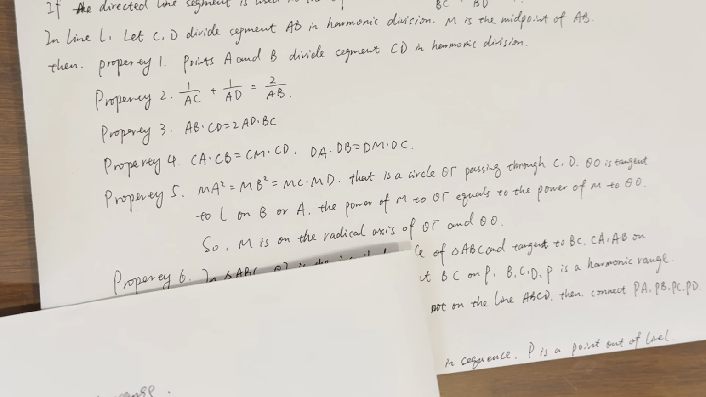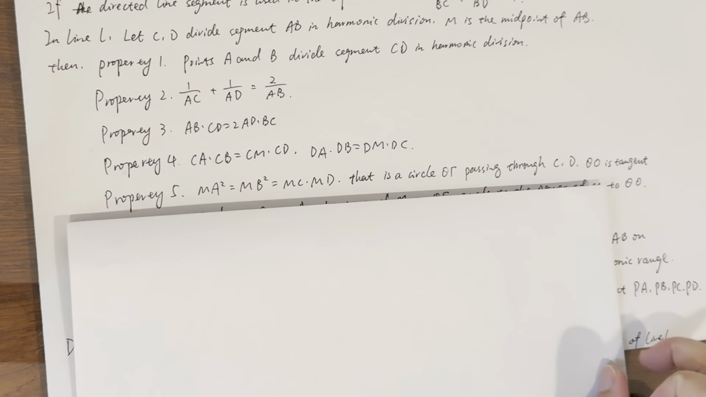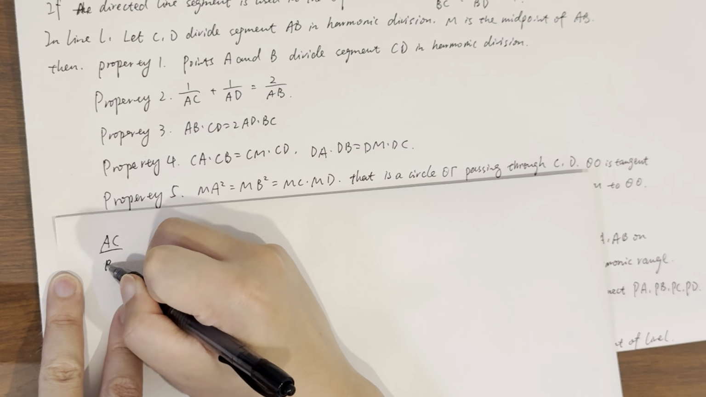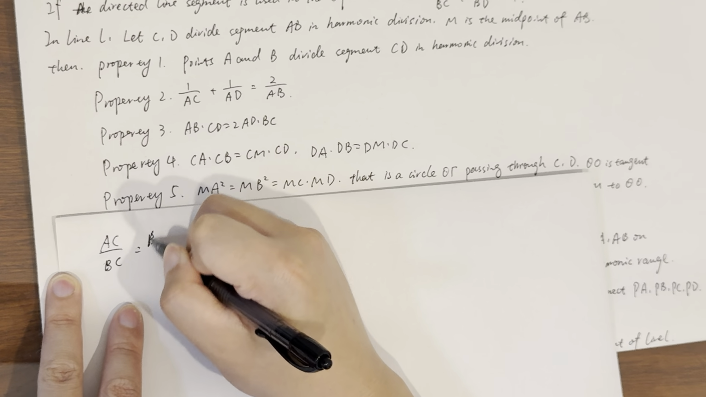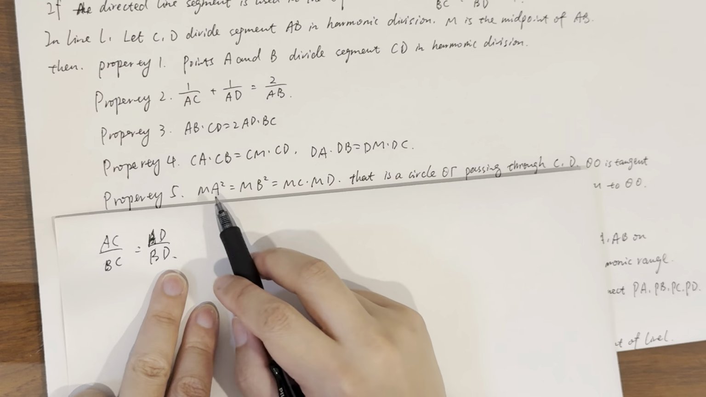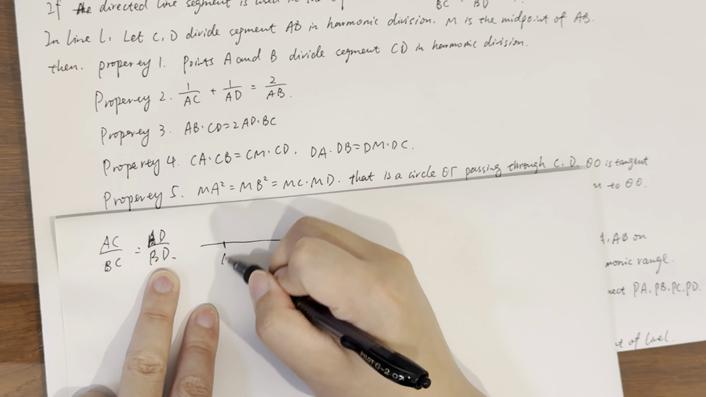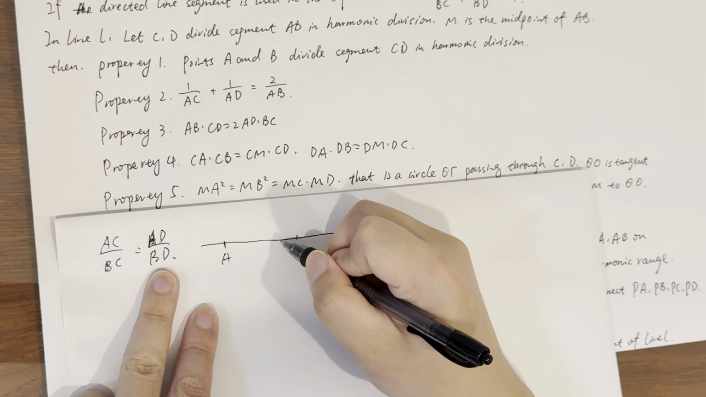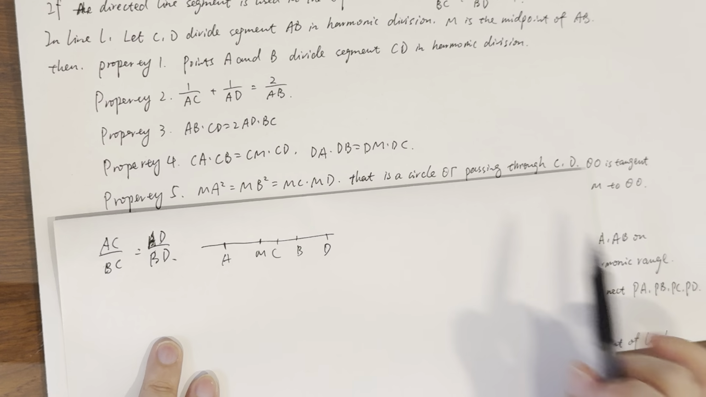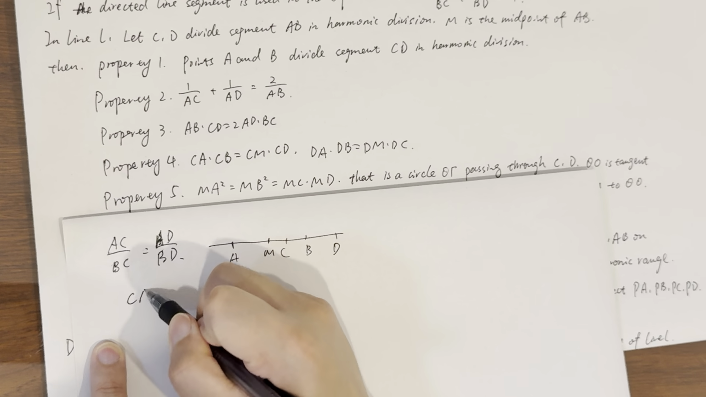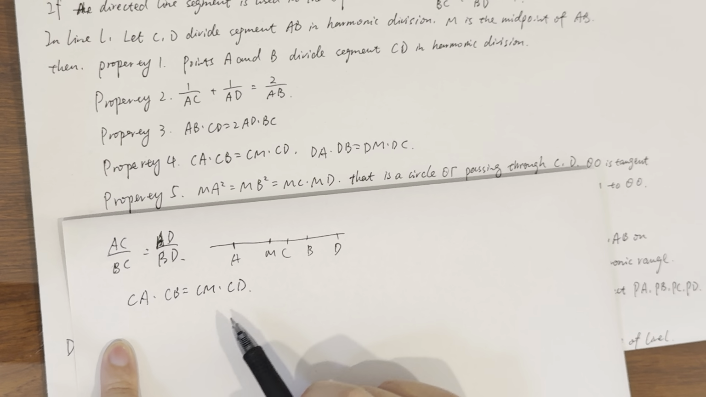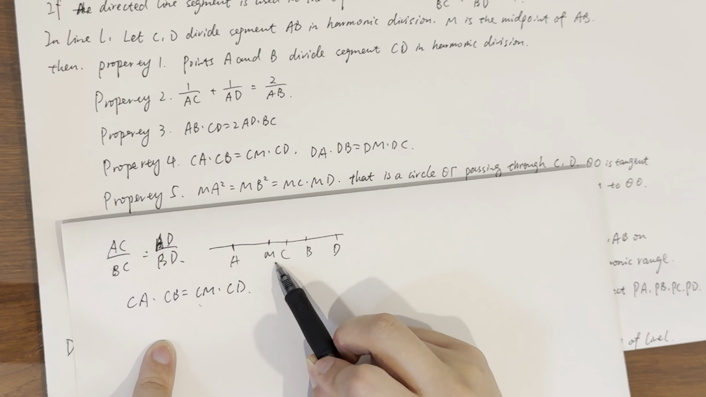And let's check on property 4. Remember, our problem set is that AC to BC equals AD to BD, right? That's our problem set, and we want to prove that. Let me just draw it here: A, B, C, D, M. For property 4, we want to prove that CA times CB equals CM times CD. So what is CM?